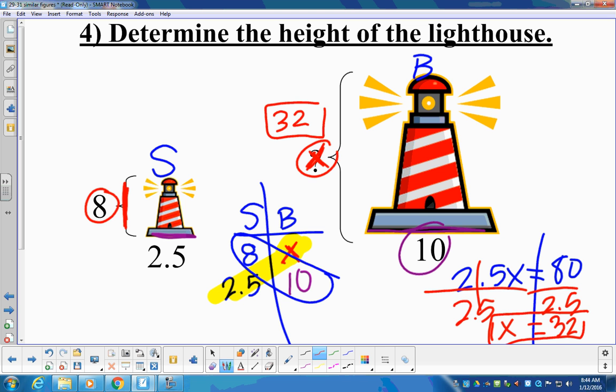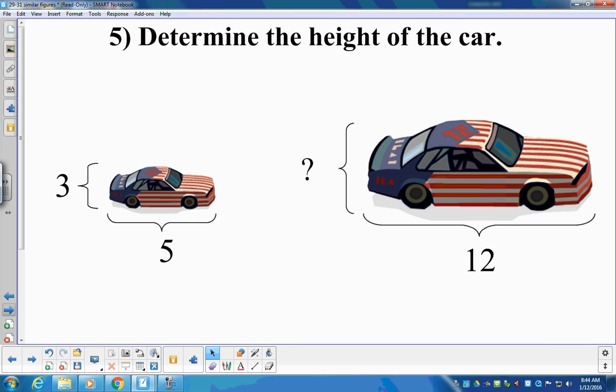So we're doing most of our work together today, so you don't have as much to do on your own. And the next box says what? Car. I would like you to take a look at these two cars. Our job is to find the height of that car. Go. Everybody's working. Height of the car. Get big, get small.